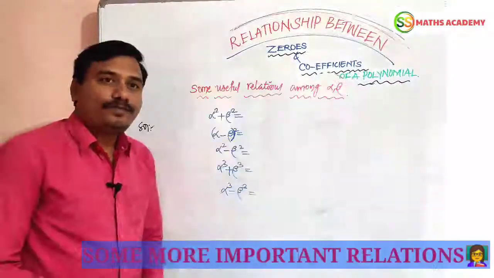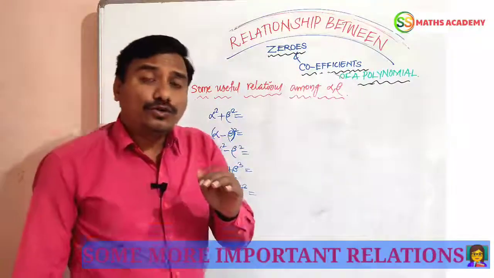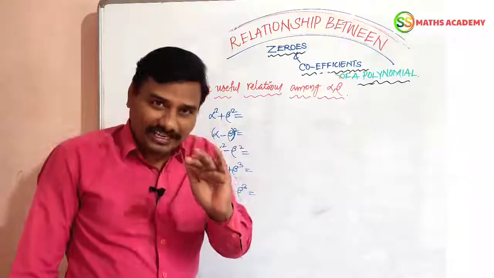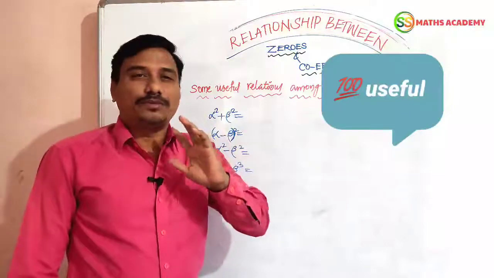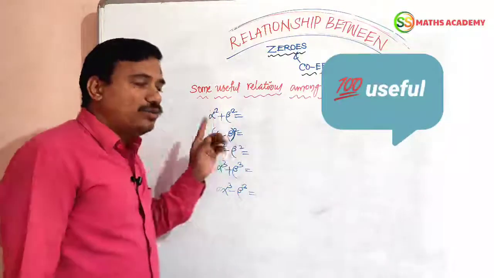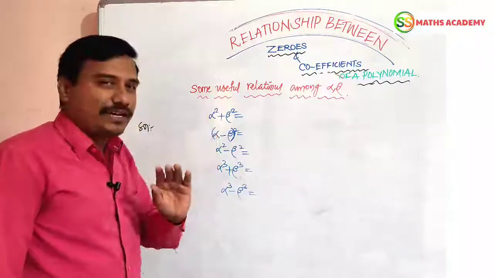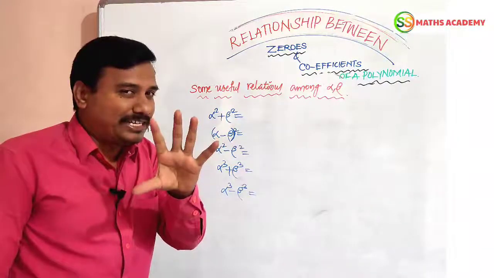I hope, friends, some more useful relations among alpha and beta are needed in the competitive area and when making some more hard question papers. At that time we have to use some more relations. I am explaining them to you. Let us see, friends, just 5 minutes.